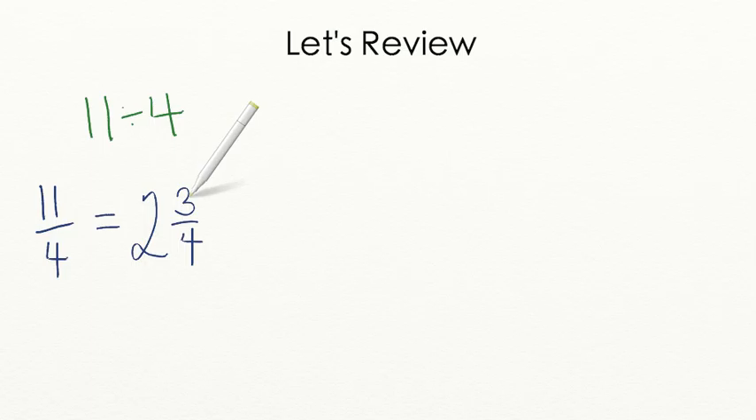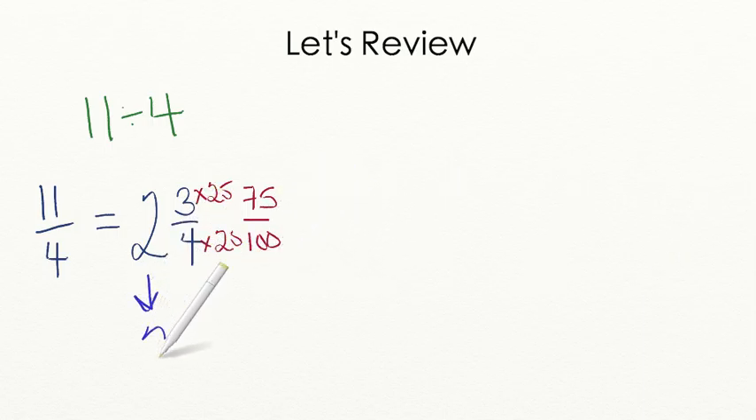Our next step is to then change this into base 10. If we multiply our numerator and our denominator by 25, that will give us 75 hundredths. And hundredths we can convert into decimal form. So that's our last step. Let's convert this into a decimal. First, we bring down our whole number, then we place our decimal, and then we put in our fraction. We have 75 hundredths as a fraction, and now we have 75 hundredths as a decimal.